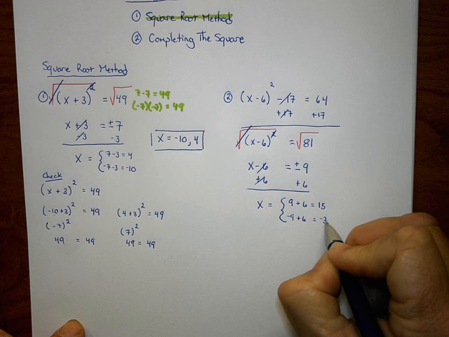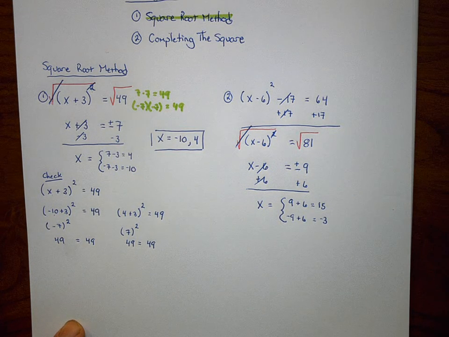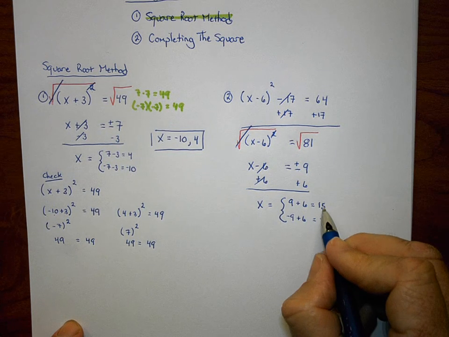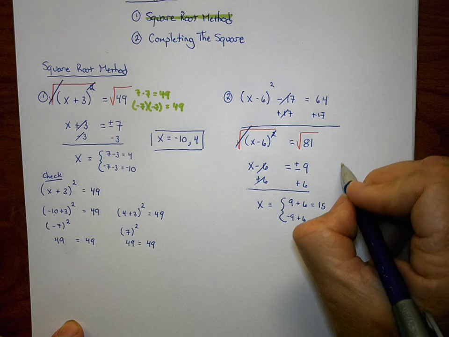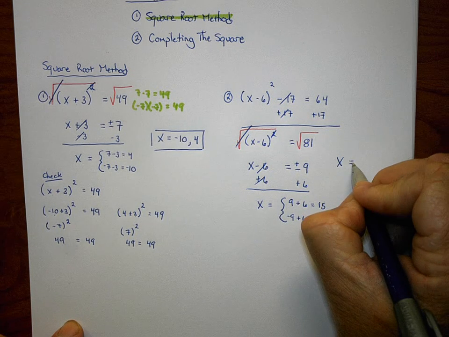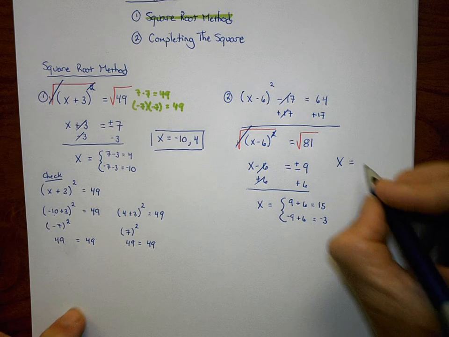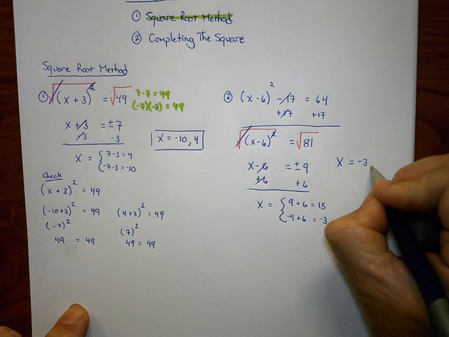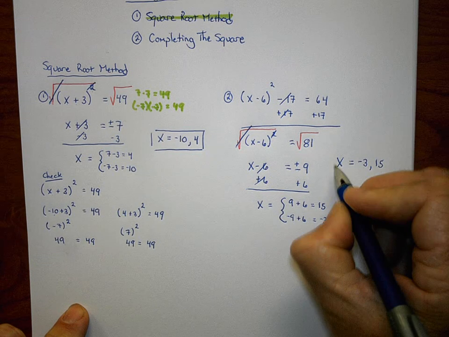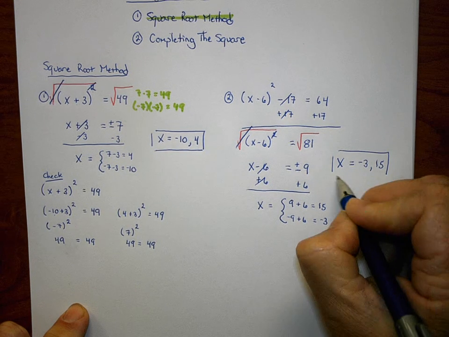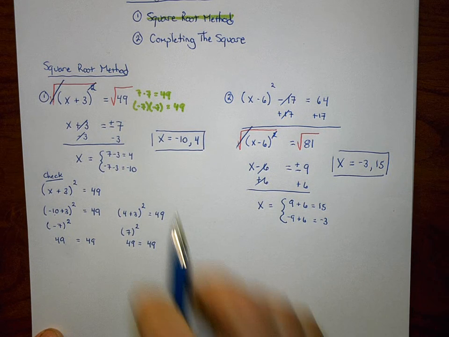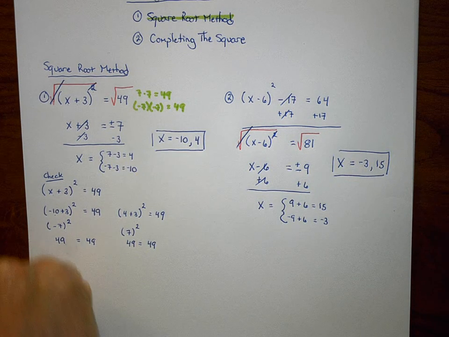So you need to denote or write or be aware of, however you want to say it, that both of these answers are the solutions. So my final answer, my solution to this equation would be x is equal to negative 3 and 15. Okay, so that would be how we go about solving by doing the square root method.